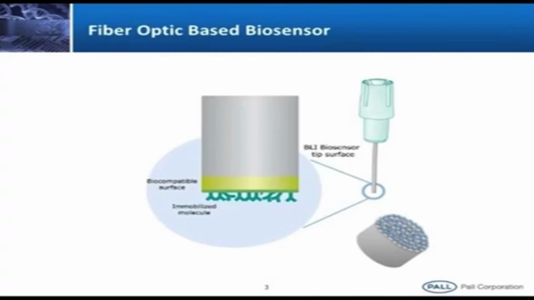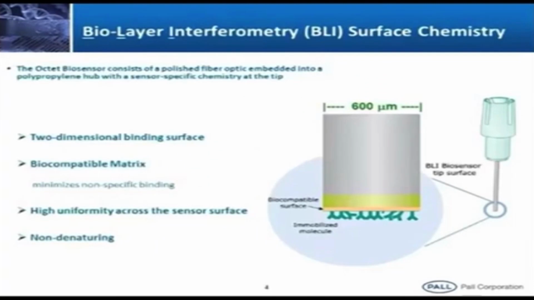If you look at this, this is the sensor, made up of plastic and glass, consisting of a fiber optic inside. In this diagram, at the tip we have a coating, which we call a biocompatible matrix. To that we attach a protein of your interest, which we call the ligand. That is what we immobilize. This is what we call the solid support. In ELISA, you are also coating one of the proteins onto the plate. Similarly, we are coating onto the sensor.